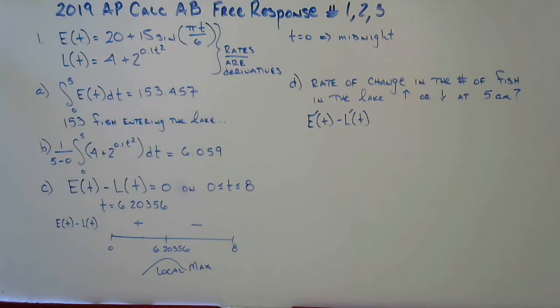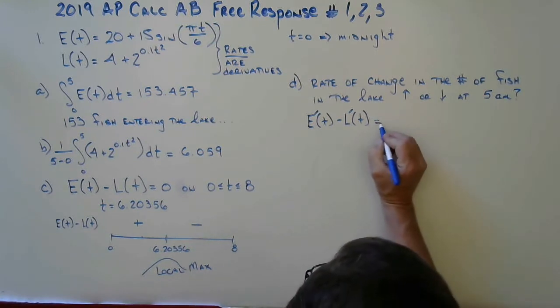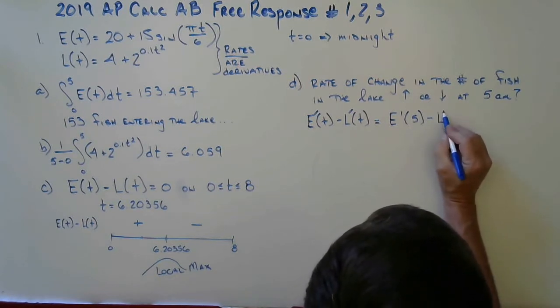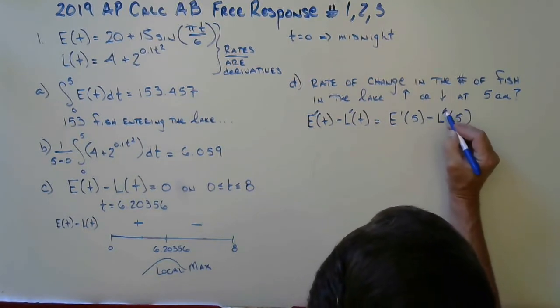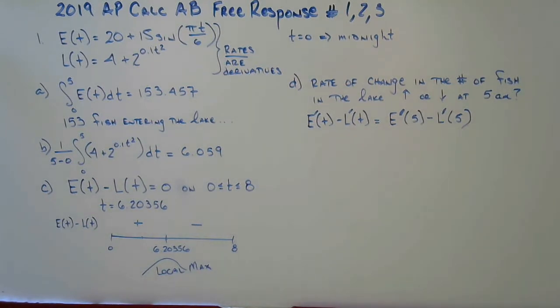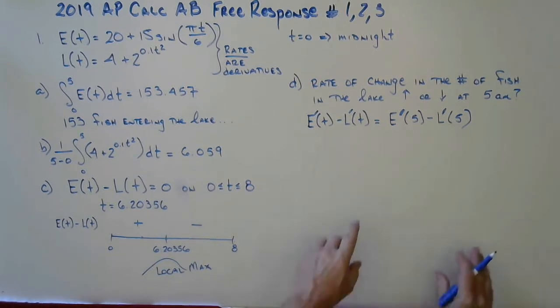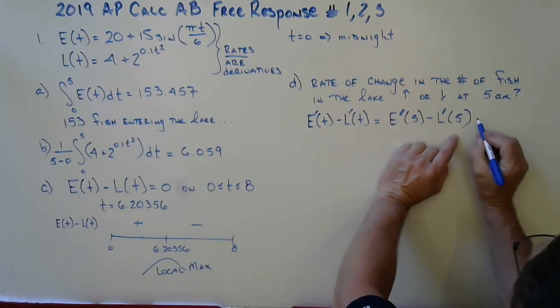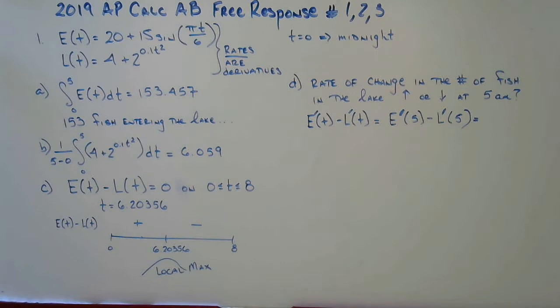Now, what's the rate of change in the number of fish in the lake? Is it increasing or decreasing at 5 a.m.? Well, that means we need to find E prime of 5 minus L prime of 5, the rate at which the rate is changing. It's two rates. We would plug these into our calculator, take the derivative of this minus the derivative of this, define those functions, plug in a 5, and if you do the arithmetic correctly, you get negative 10.7228.